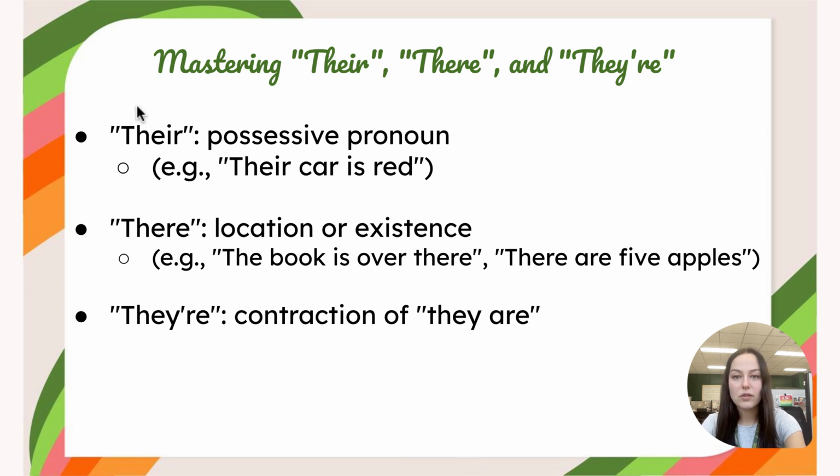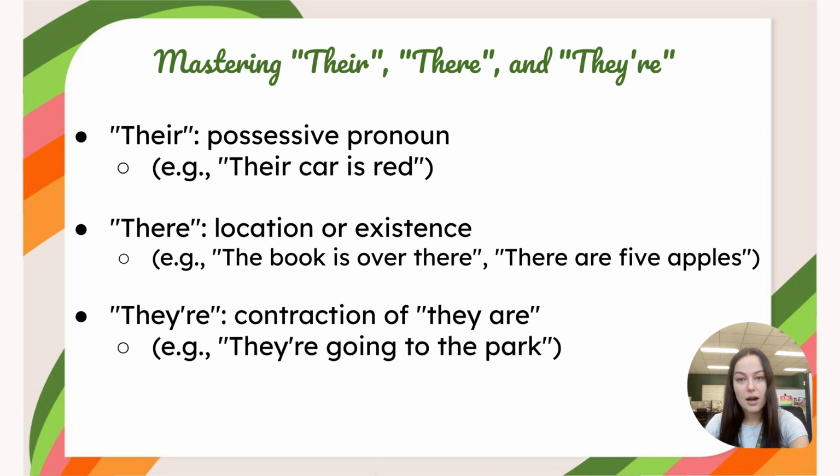Okay. So we have there, which shows possession. We have this there, which shows location or existence. And then we have the contraction of they and are, which is this there. And that's just used anytime that you are saying they are, but combining them. So they're going to the park. This is the correct there because you could swap it out with they are going to the park, and that is still functional and still grammatically correct. So that's kind of the test for using this there. If you could swap it out with the 2 separate words, they and are, then this is the correct there for you to use.